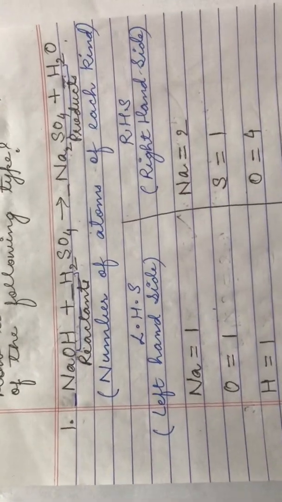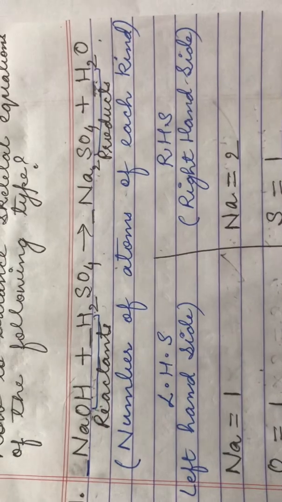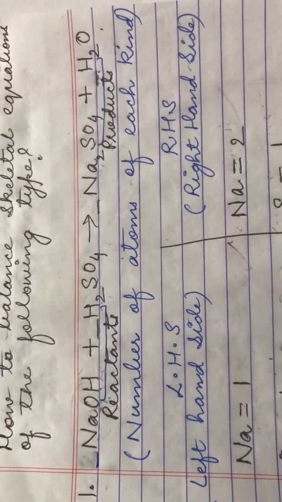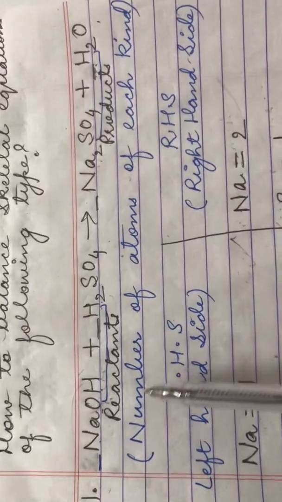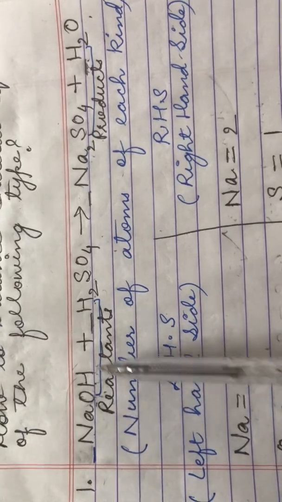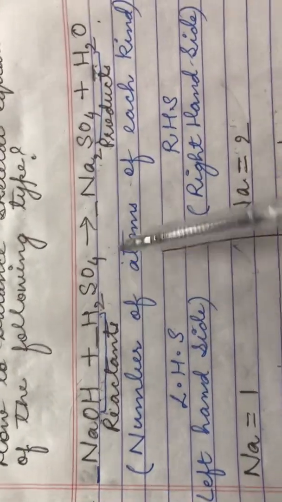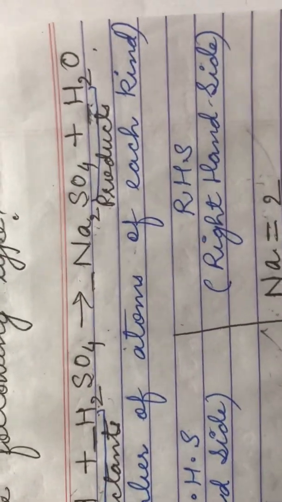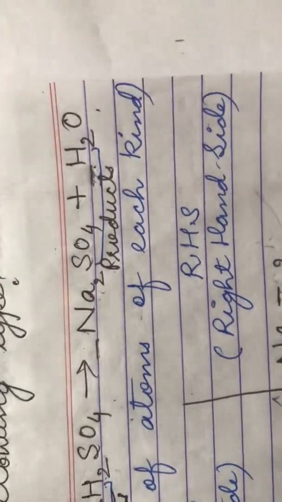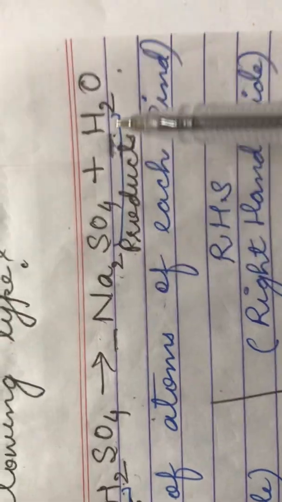Hello students, let us learn how to balance a chemical equation where we have two reactants and two products. I've taken a very common example of the reaction of sodium hydroxide, NaOH, with sulfuric acid, H2SO4. Here these two are the reactants and our products are sodium sulphate and water. Sodium sulphate is Na2SO4 and water is H2O.